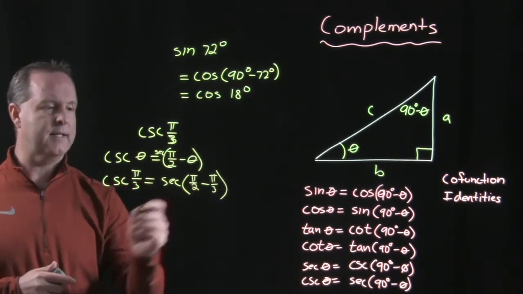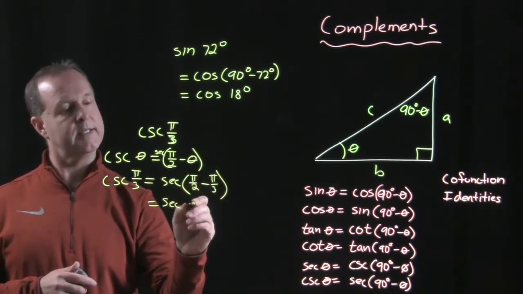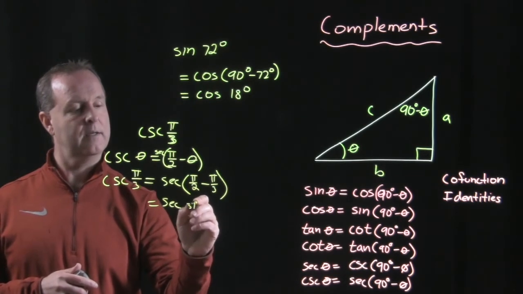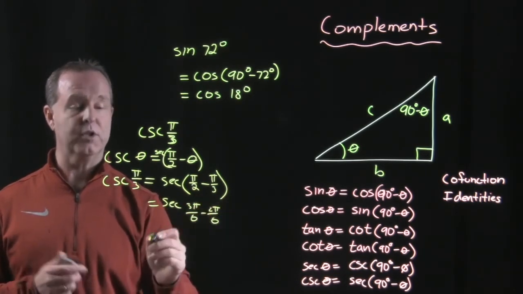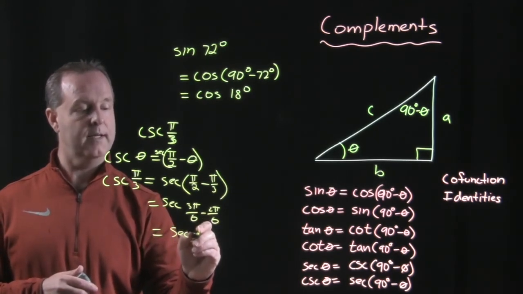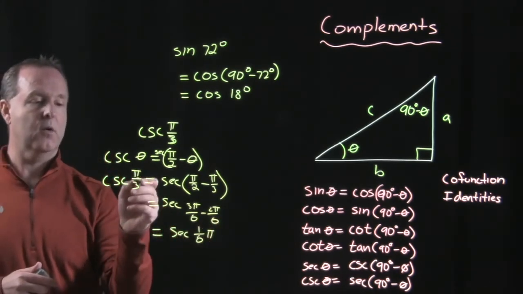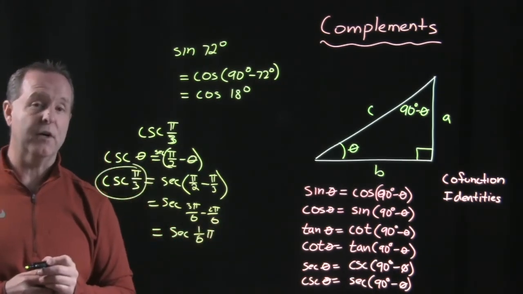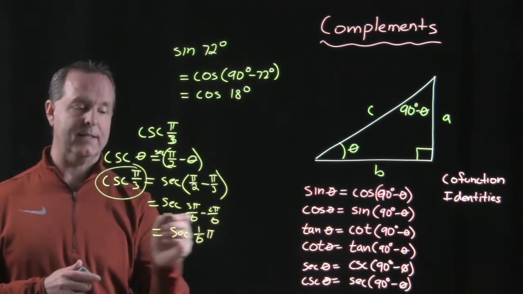And then we'll need to reduce that down, get common denominators here. So secant, what is that? 3 pi over 6 minus 2 pi over 6, which equals 1 pi over 6. So the secant of 1/6 pi. So the cosecant of pi thirds, its cofunction is the secant of 1/6 pi.